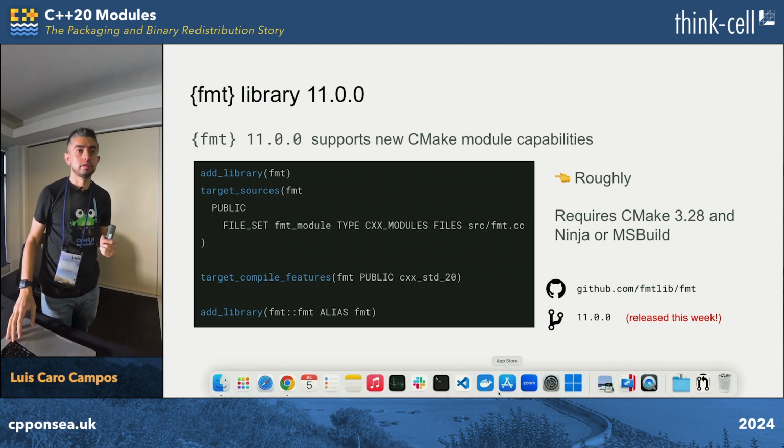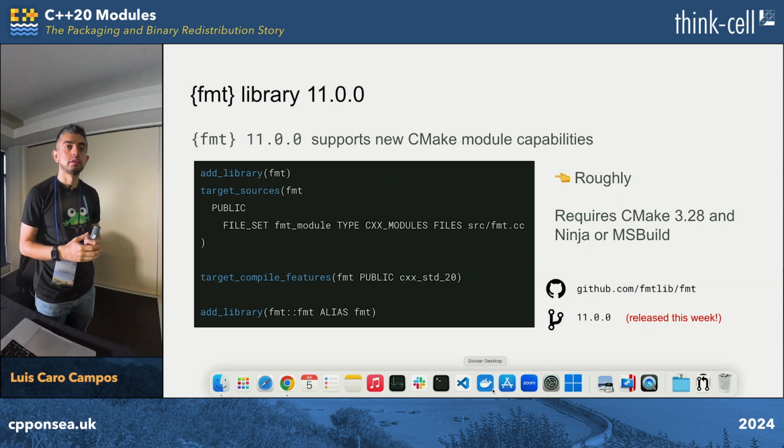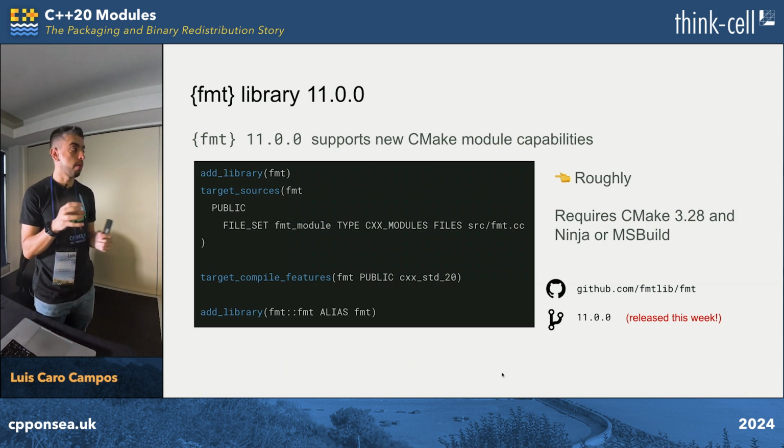Sorry, you lost me. Why do I need to know the dependency when I cannot recompile FMT anyway? I cannot do anything. Correct. So I'll show you exactly what happens. This happens under the hood, right? So you will not be recompiling FMT, but what the build system needs to do is generate the BMI for FMT. And I'll show you why.